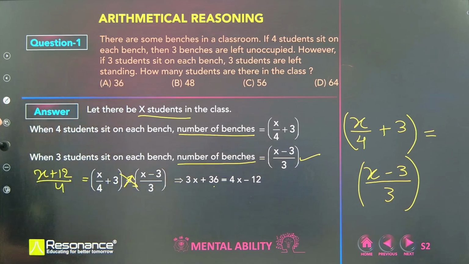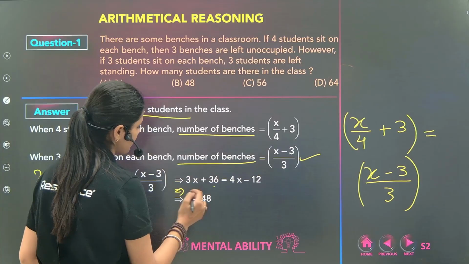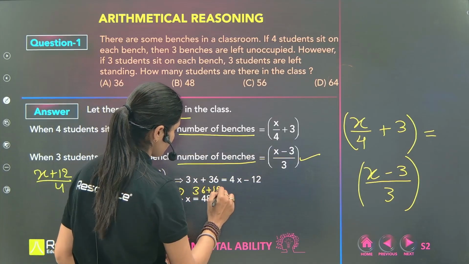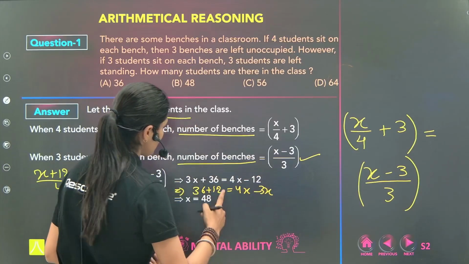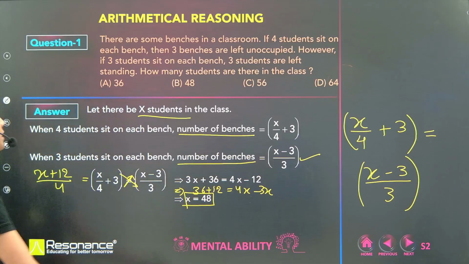Now moving on, solving this step: 36 plus 12 is equal to 4x minus 3x. So x is equal to 48. How many students are there in the class? x is equal to 48, that is option B.